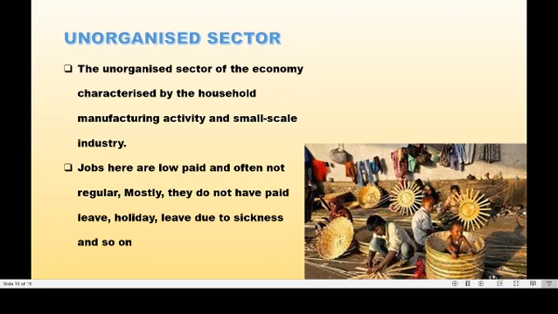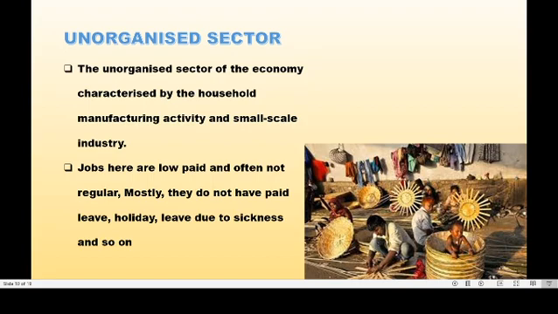But in the case of the unorganized sector, you all know that it is like a private company where you don't have any job security, and your manpower and your knowledge are used more, but the value you get for the work that you have done is very low. I mean, there is no job security. So the unorganized sector of the economy is characterized by household manufacturing activities and small scale industry. Let's take an example: this unorganized sector can be the private sector itself.